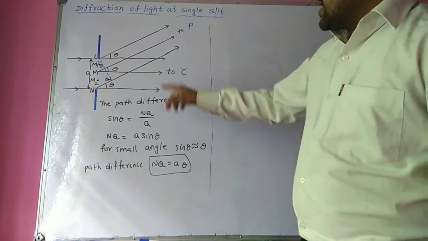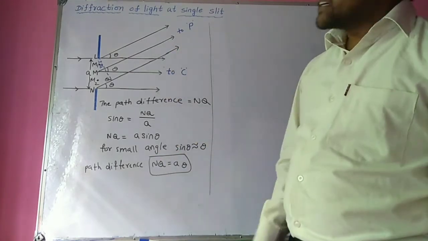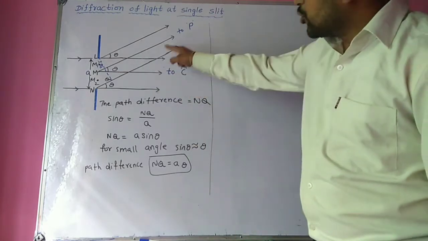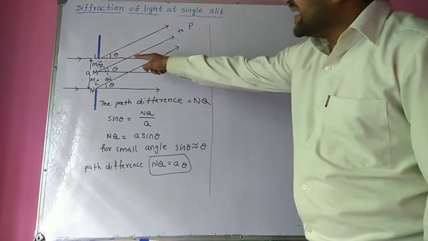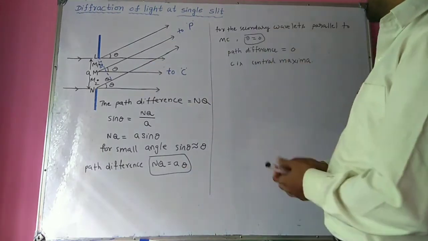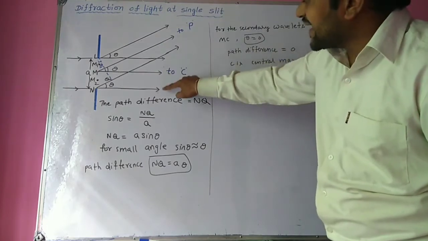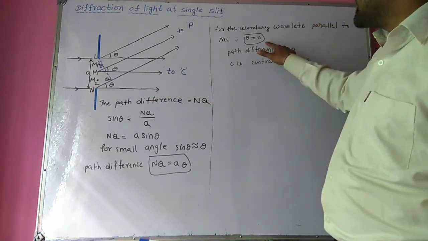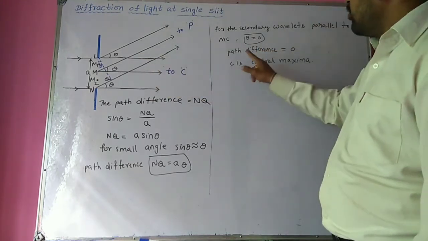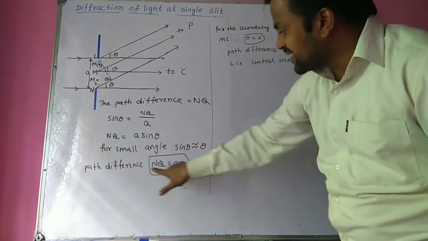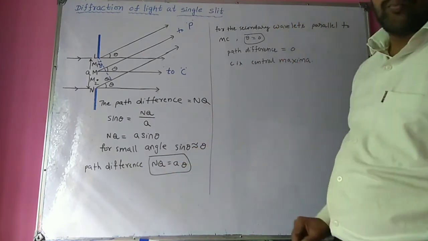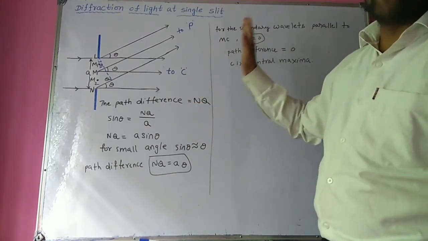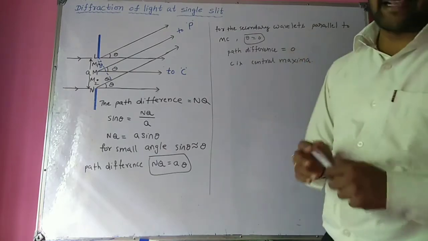Next, we have already discussed that the secondary wavelets parallel to MC are focused at the point C. So for those secondary wavelets, the angle theta is equal to 0. That means these lines which are focused at point C are parallel to MC, and for these secondary wavelets the angle theta is equal to 0. Now, as theta is equal to 0, the path difference is also equal to 0. As the path difference is 0, at point C a bright fringe is always formed. That is called central maxima.